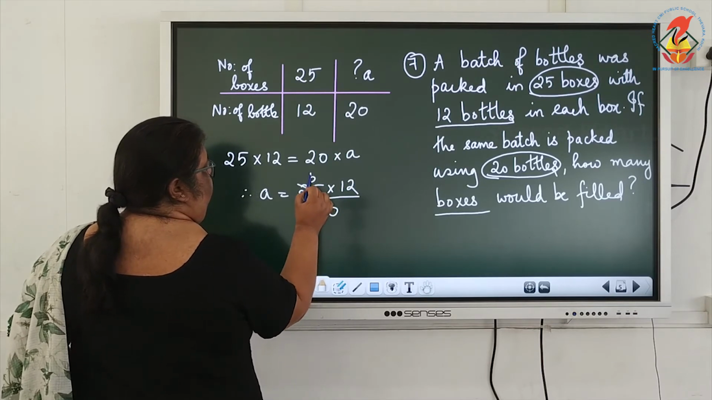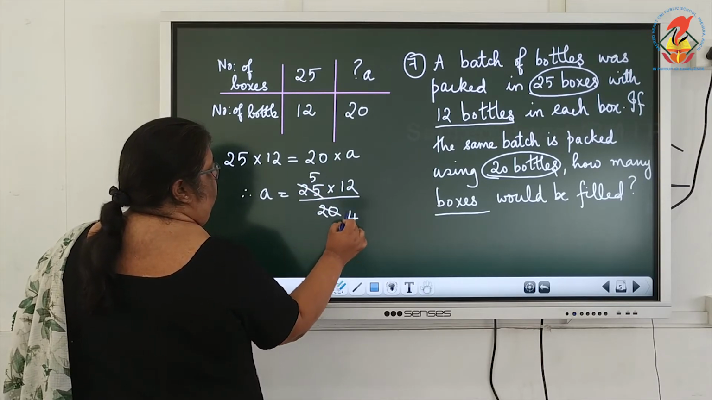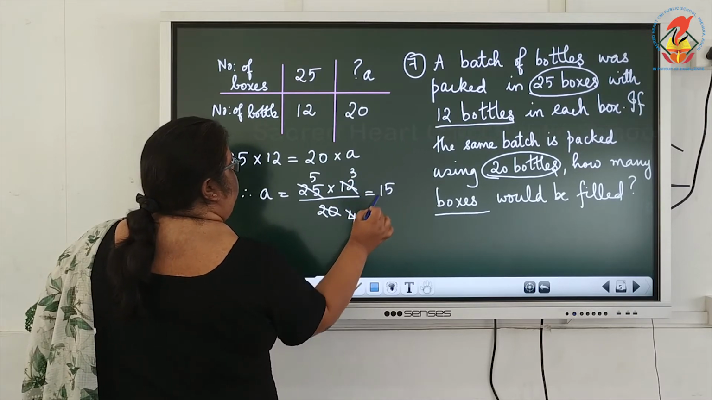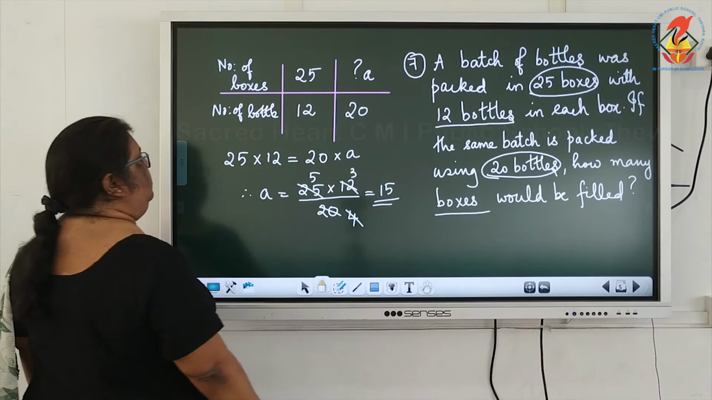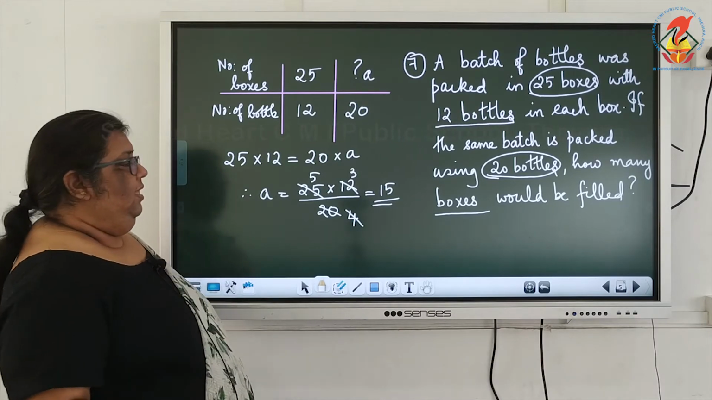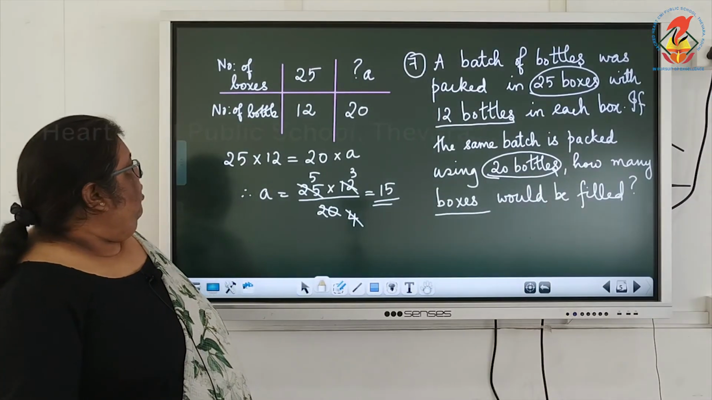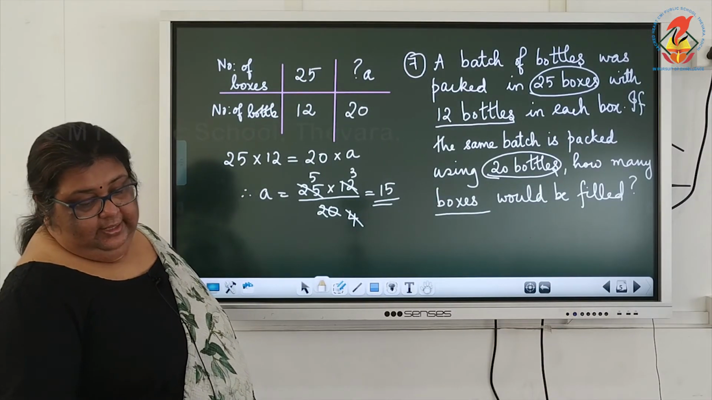5 goes in 25 5 times, 4 times. So, if in each box 20 bottles are there, how many boxes are required? 15 boxes are required.